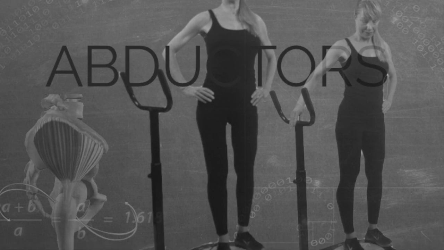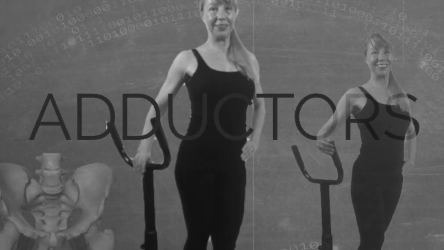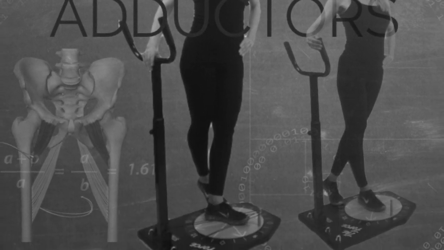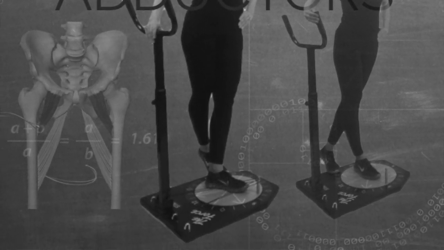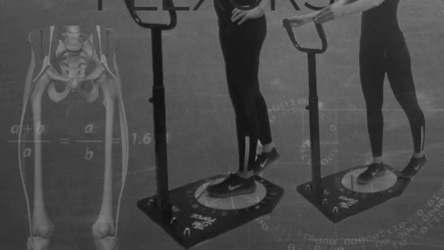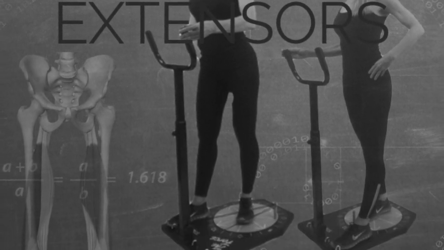Loading resistance is done in the same position as the screen. If the adductors are tight in external rotation, load into external rotation. In hip flexion, the working leg is in front. In hip extension, the working leg is behind.